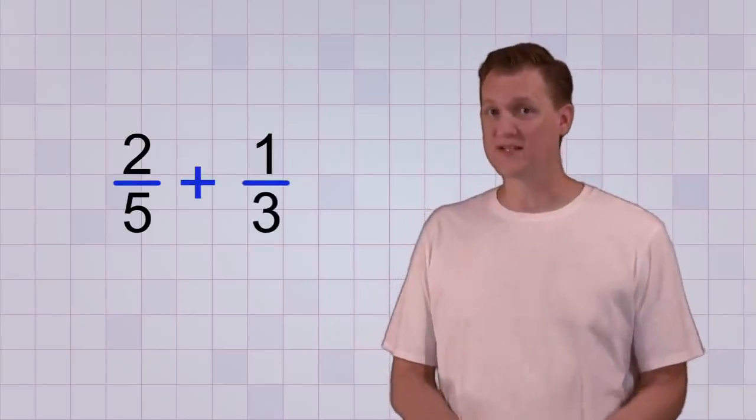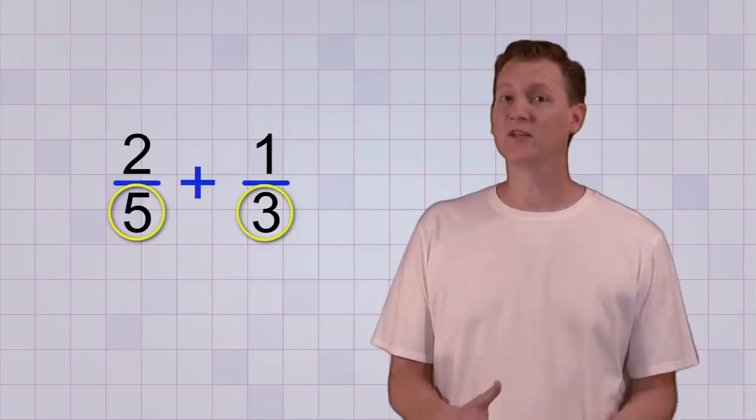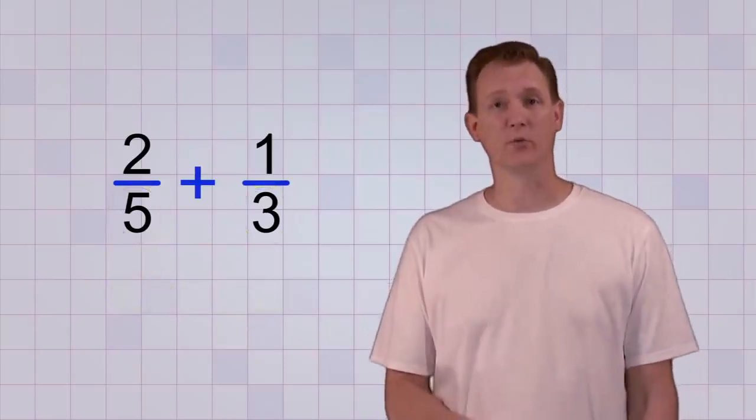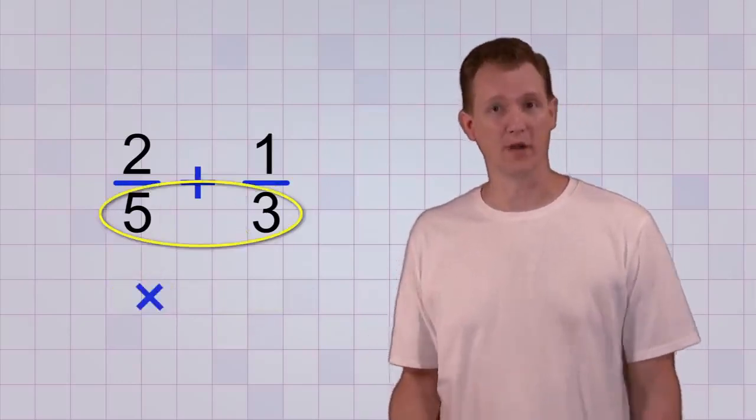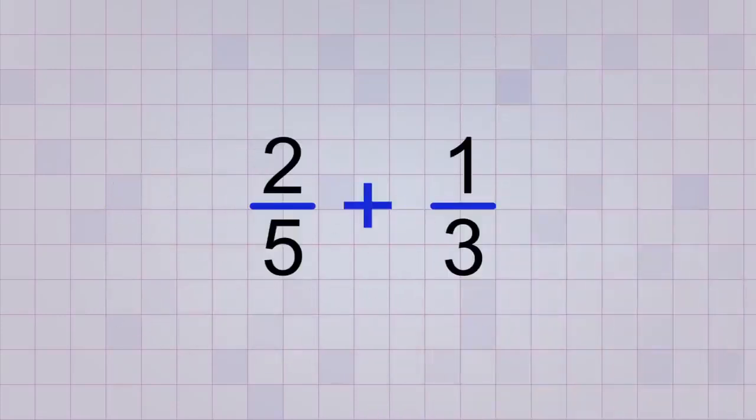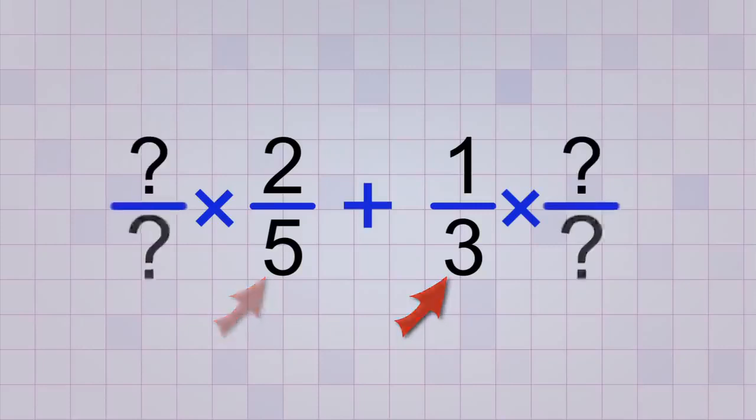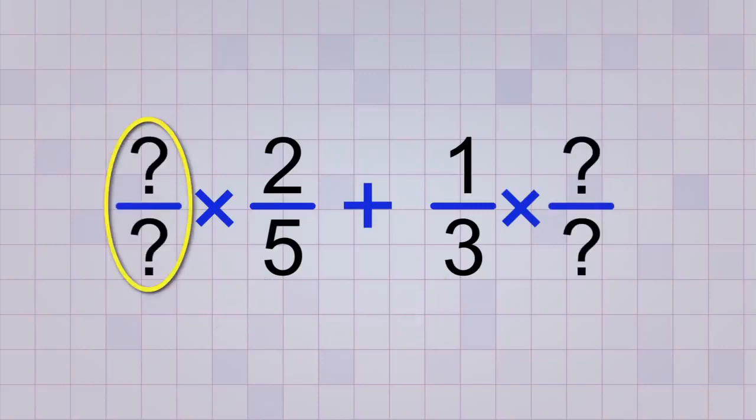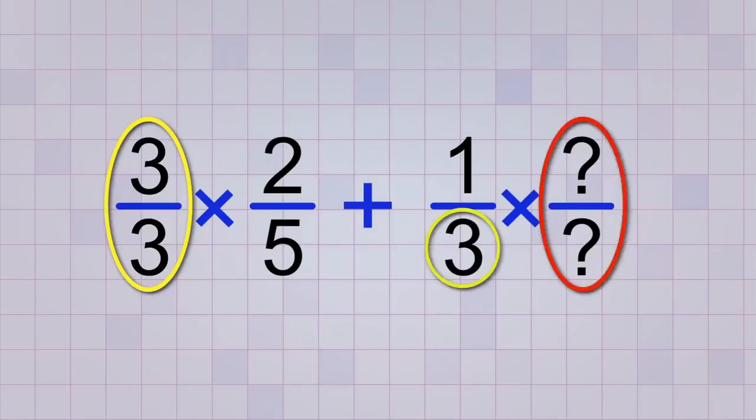Let's add the fractions 2 over 5 and 1 over 3. These are not like fractions because they have different bottom numbers, so we're going to change them. And the common denominator we will use is the product of the bottom numbers. 5 times 3 equals 15. We change them by multiplying each fraction by a whole fraction. The first whole fraction is going to be 3 over 3, because 3 is the second fraction's denominator. And the second whole fraction is going to be 5 over 5, because 5 is the first fraction's denominator.